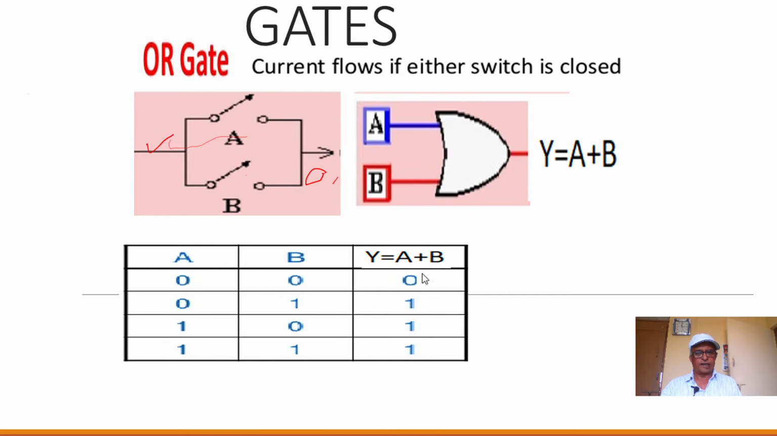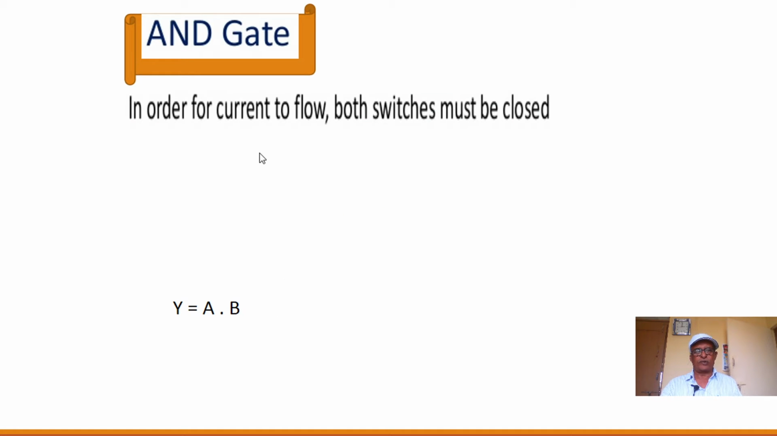OR gate is a gate of which output is 0 if all inputs are 0, and output is 1 if any one of the inputs is 1. Such a gate is called an OR gate.